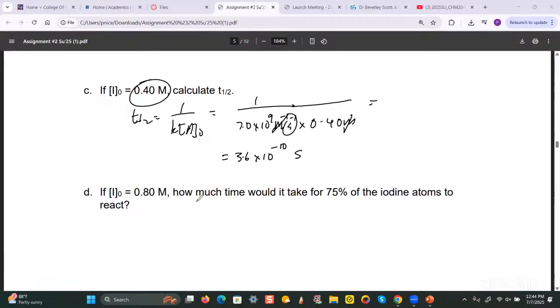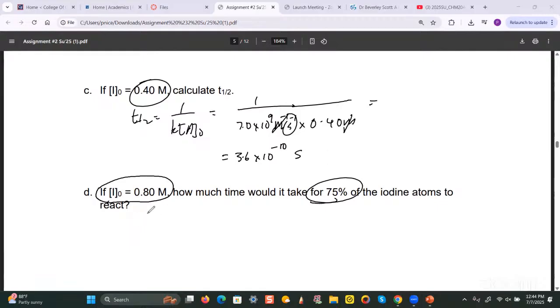All right? Is that a -10 exponent? Yeah, minus 10, yeah. Okay. Any questions about this one? Any questions? Okay, in the case of D, it says if the initial concentration is 0.80 M, how much time would it take for 75% of the iodine atoms to react?